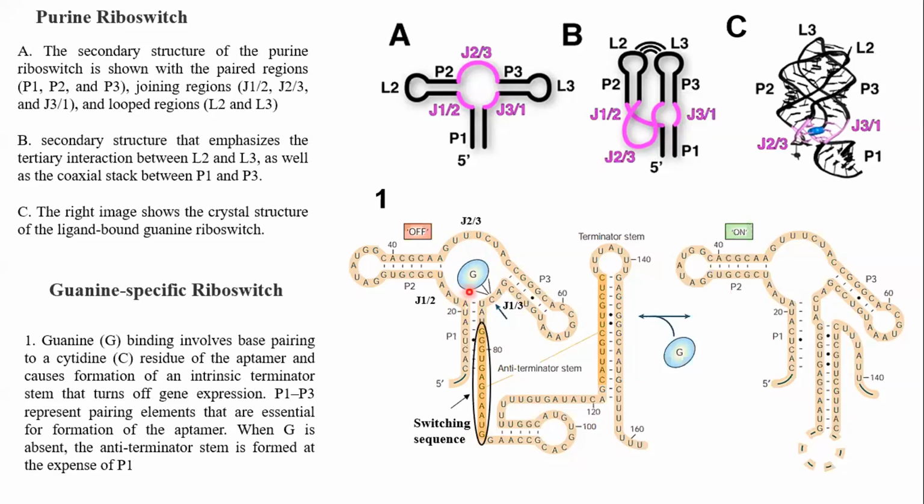Okay. So when the guanine binds to this riboswitch, further the genes of this operon will not be transcribed. And if it is not there in the cell, then the expression is turned on. So the gene will be transcribed.